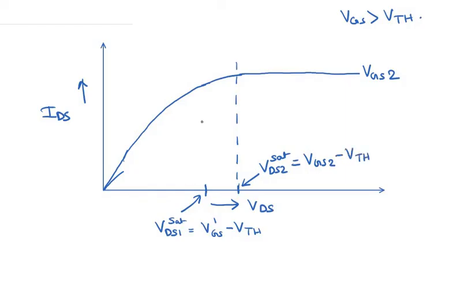Okay, so now the saturation is reached at a lower value of VDS, and another point is that if we decrease VGS, then it decreases the average number of induced electrons in the channel. So the current, or the maximum value of the current, is going to become lower. So this curve is for VGS2, and this one is for VGS1.